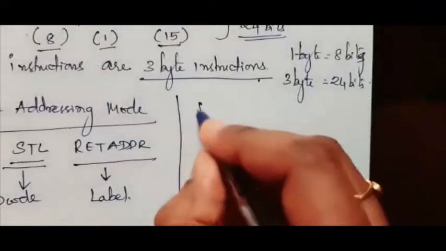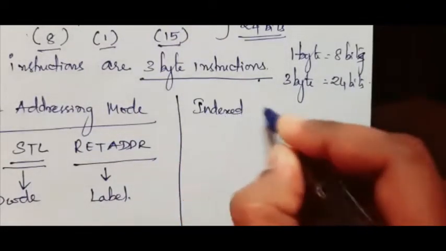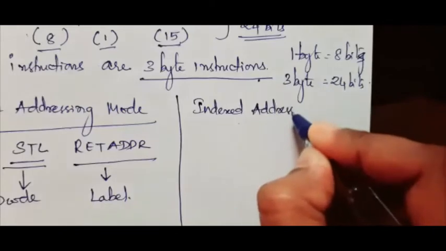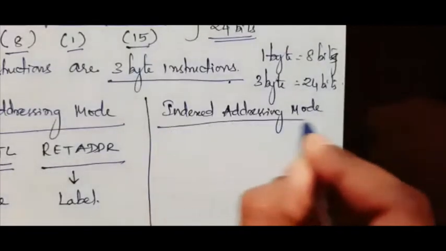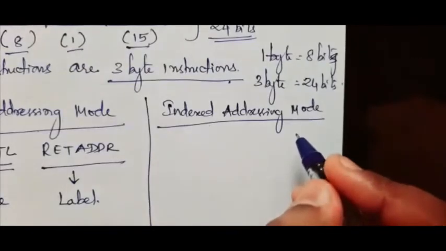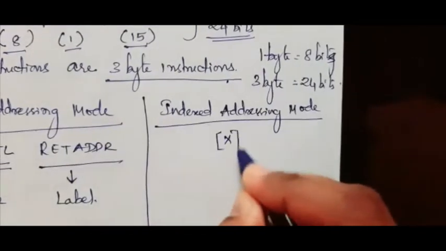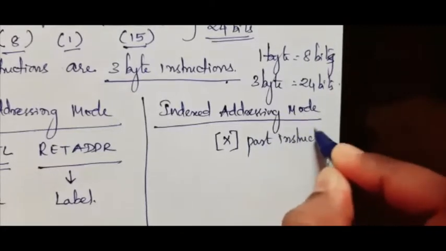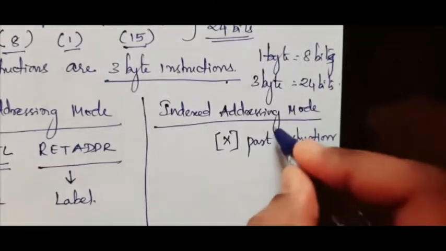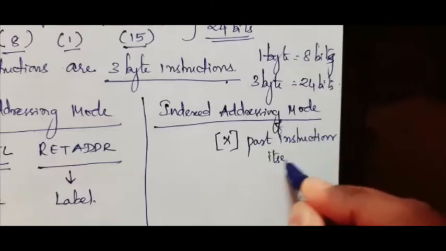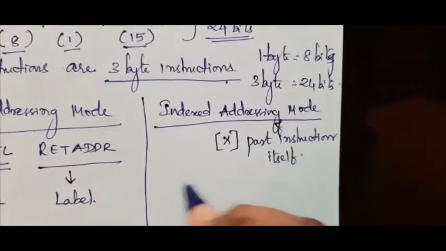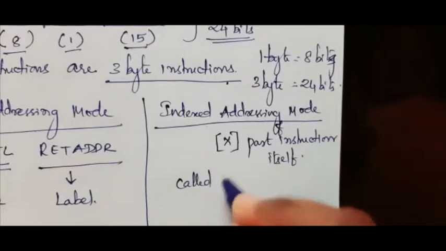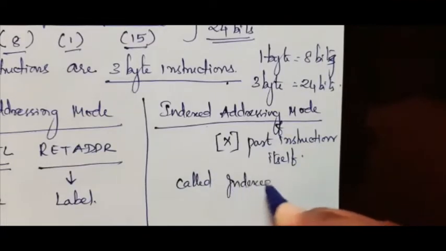So we can identify this as a direct addressing mode. When we go for indexed addressing mode, there is a technique to identify it. When there is an X which is part of an instruction, we call that instruction indexed addressing mode.